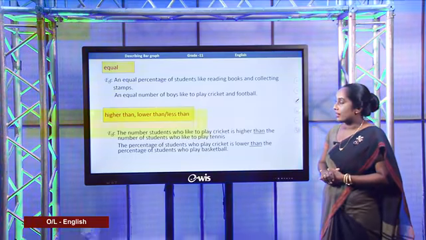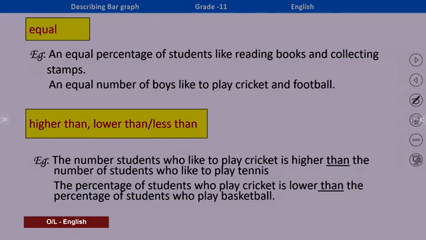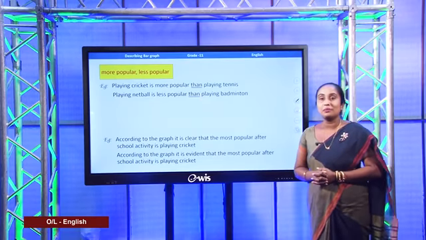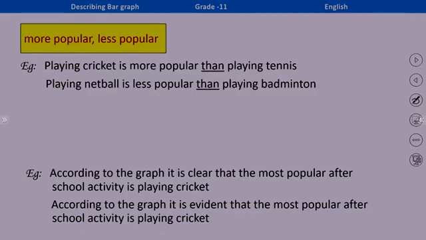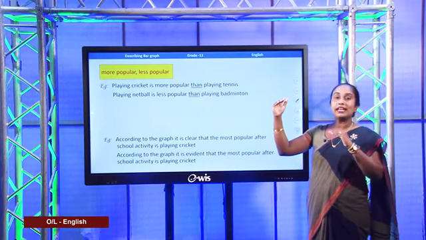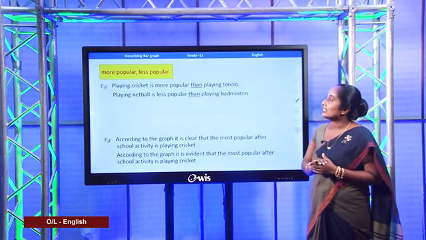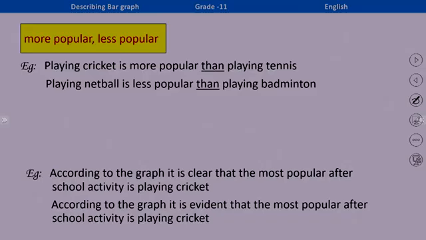Look at the second example. The percentage of students who play cricket is lower than the percentage of students who play basketball. Here also you can see some more comparative adjectives: more popular and less popular. Let's look at the example. Playing cricket is more popular than playing tennis, right? In the second one, playing netball is less popular than playing badminton.